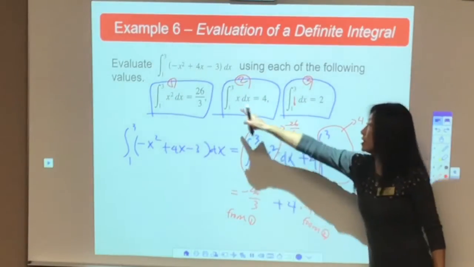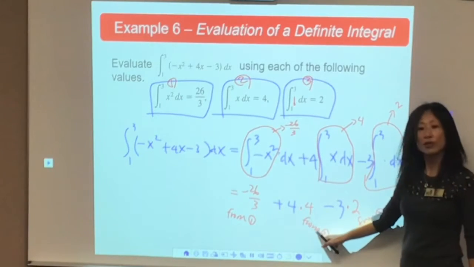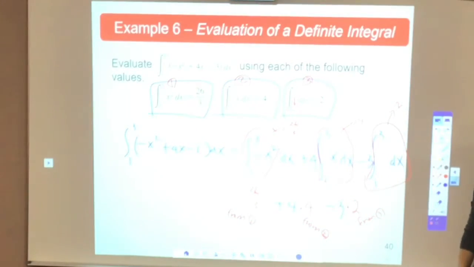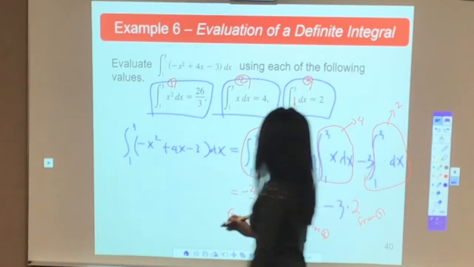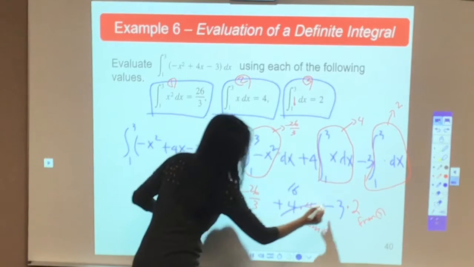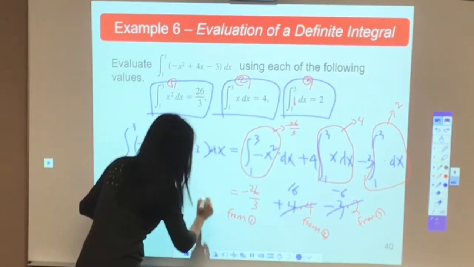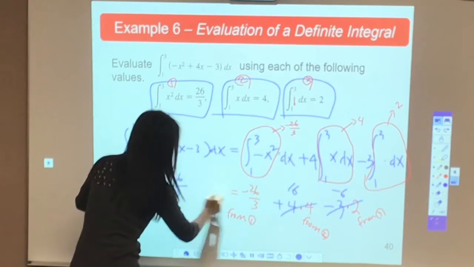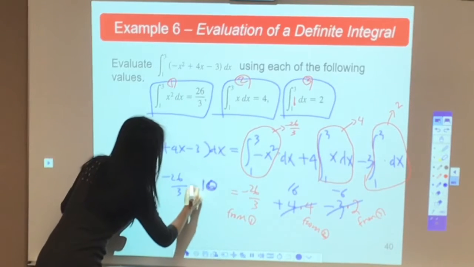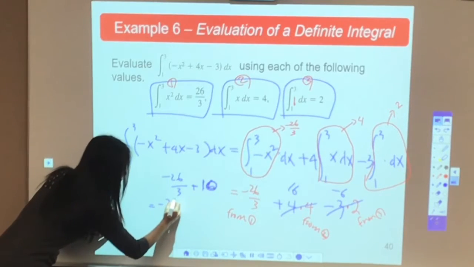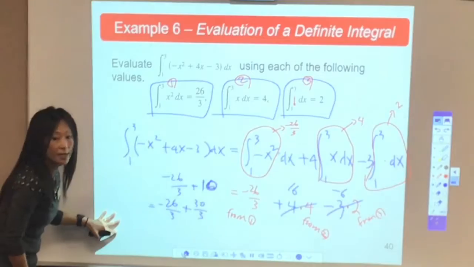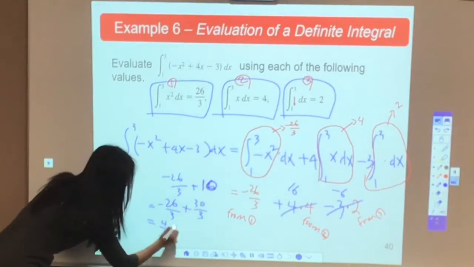That came from one equation. This came from 2 equations. This 2 came from the 3rd equation. So I just simply multiply them and add them and I'm done. So this is just 16. And this is 6. So I have negative 26 divided by 3 plus 10. 10 is the same as 30 over 3, right? So your answer is 4/3.